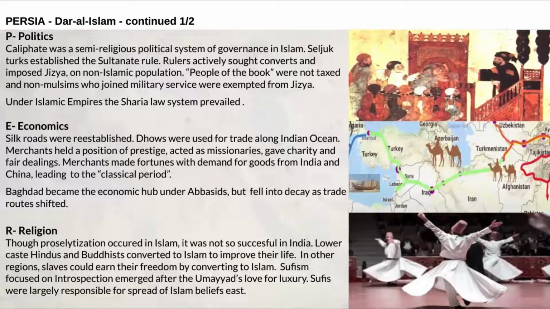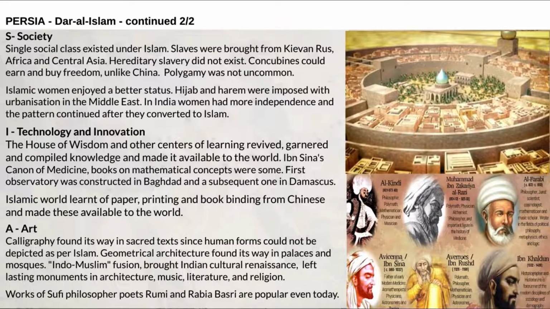Society. In Islam, there was a single social class. Slaves were brought from the Kievan Rus, Africa, and Central Asia. At this time, there was no hereditary slavery. Concubines could earn and buy freedom, unlike those who were in China. Polygamy was not uncommon. Islamic women enjoyed a better status, since the hijab and harems were only imposed with urbanization in the Middle East. In India, women had more independence, and the pattern continued as they converted to Islam.